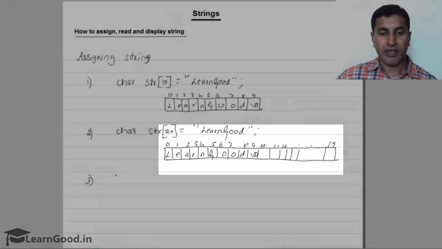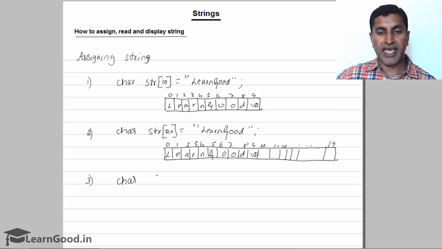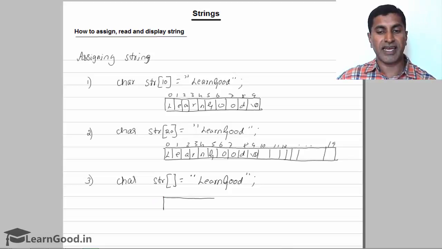The third way of doing it is, you can declare a character array of whether it may be 20 locations or 30 locations, or else you can just give your char str is equal to, directly you can give here "learn good". Here I didn't mention the size of the character array. In that case, how many characters have you assigned here? In this case 9 characters plus 1 location for \0, that is a total of 10 elements. Automatically it will create a character array here. Exactly, it's going to be a 10 elements character array.